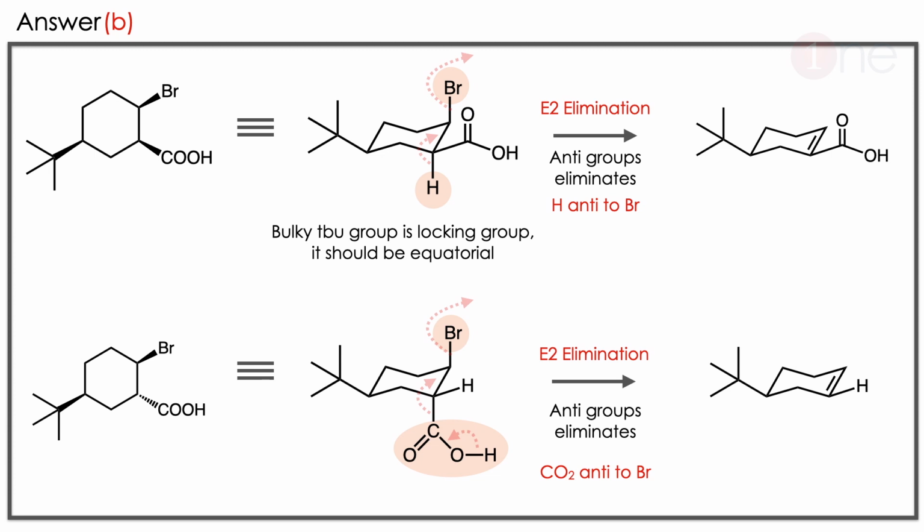So which one will eliminate? Here CO2 will be eliminated, and the eliminated products are CO2 as well as Br. So it's a simple alkene. So the first one is carboxylic acid, the second one is alkene. Here the important thing you should know: the anti group will leave and eliminate with the Br.